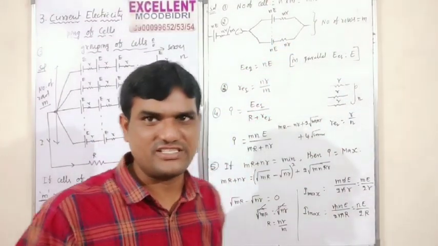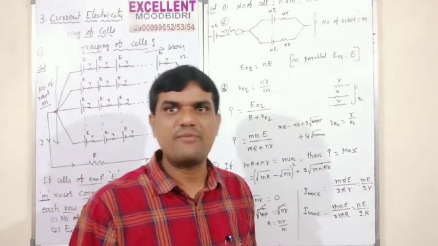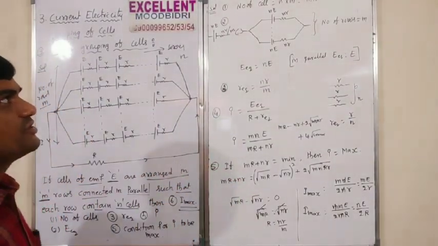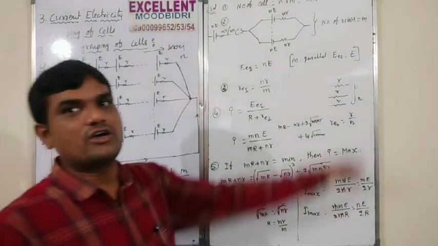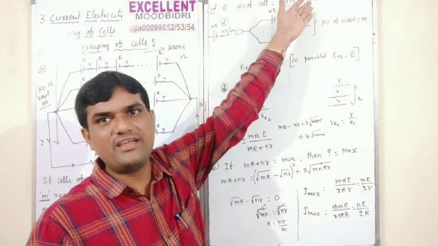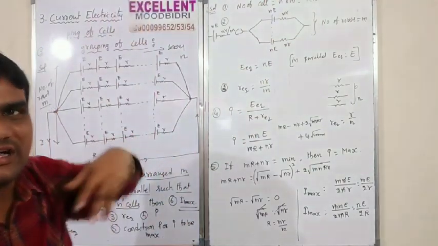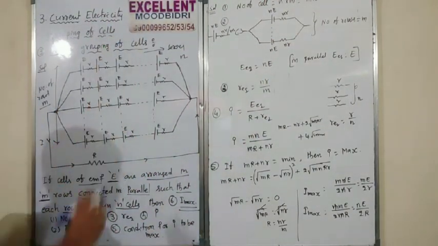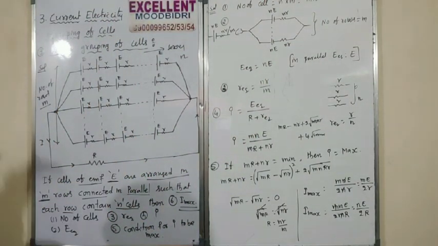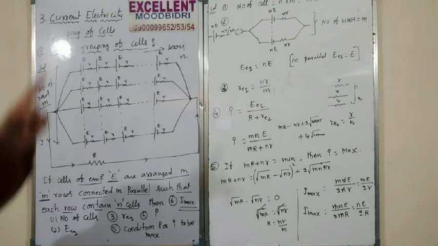This is a very important question. The number of cells is mn. If you want m, then the number of cells divided by n, so you will get m only. That is how many rows you want. Each row has n cells. That is the first one.